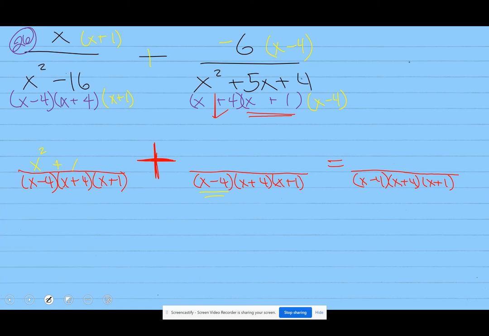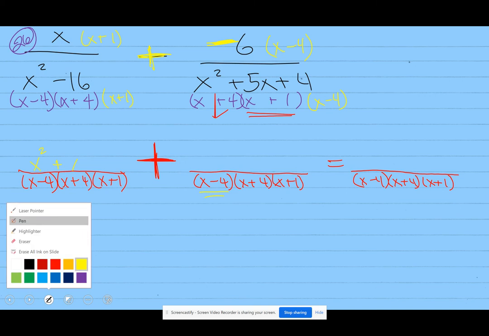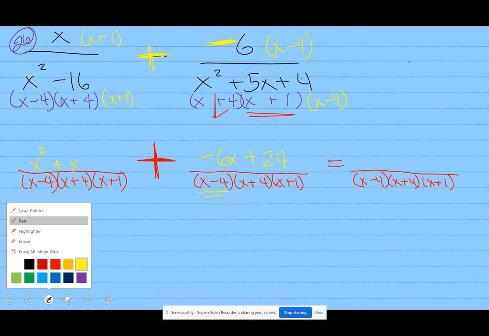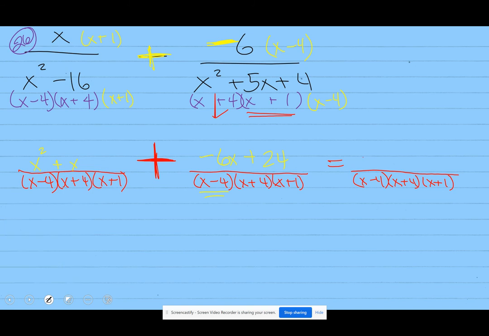And why do we do that? Because we moved our minus over here. I'll change it to a plus and move the minus next to my 6. Why? So that I don't screw up. Okay, so that'll be a minus 6x plus 24. Very good. Now I'm going to combine my like terms. X squared.